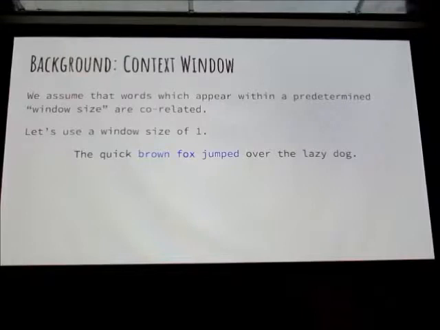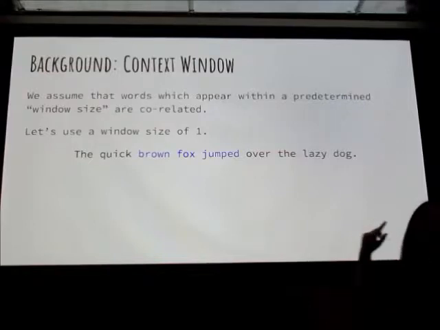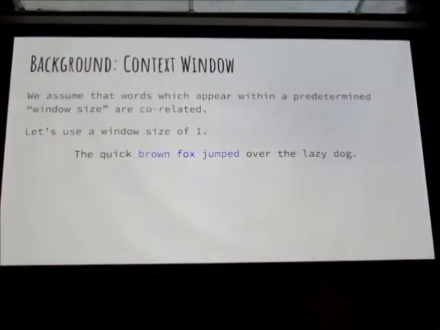So let's use the example of a window size of one word, and let's consider this sentence. The quick brown fox jumped over the lazy dog. If we wanted to find out which words are correlated to the word fox, we'll put it in the middle of our contextual window, and because our window size is one word, we look one to the left of fox and one to the right of fox. From here, we deduce that the words brown and jumped are contextually similar to the word fox.